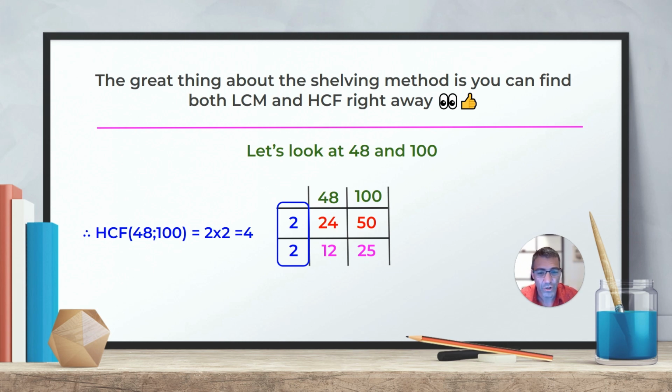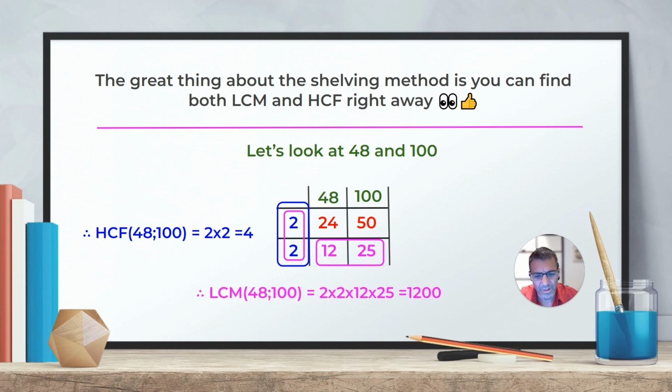Now for the lowest common multiple, we're going to take those two 2's again, but we're going to multiply those by the 12 and the 25 as well. And so by taking the 2, the 2, the 12, and the 25, we actually find the LCM right away, which is why this technique is so amazing.